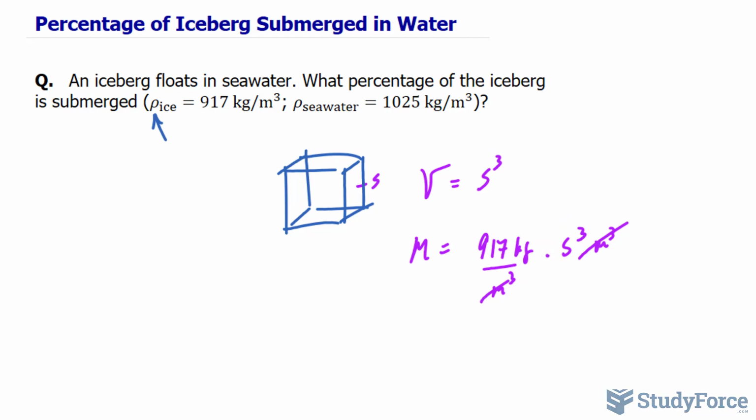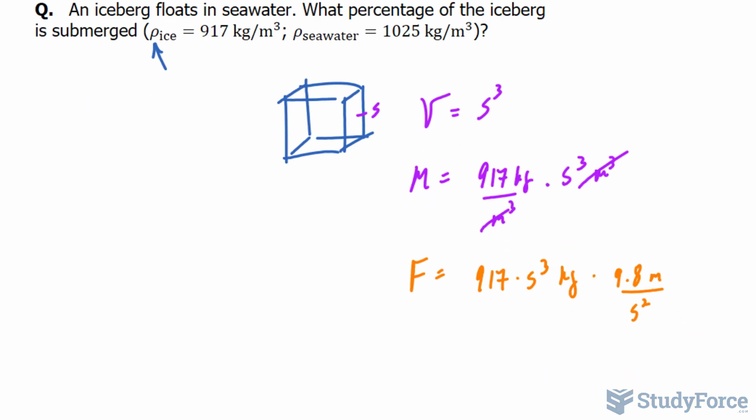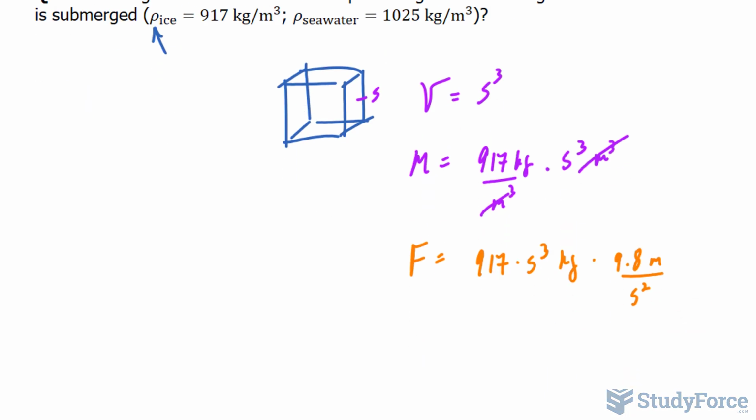To find the amount of force that this ice is exerting on the water, we can say that force is equal to the mass of the object, 917 times s to the power of 3 kilograms, times the acceleration due to gravity being 9.8 meters per second squared, and that's a constant. This will give us an answer, a number that is in newtons. And don't confuse the fact that this s represents side and that s represents seconds. We have an equation for volume, an equation for mass, and an equation for the force that this iceberg exerts.